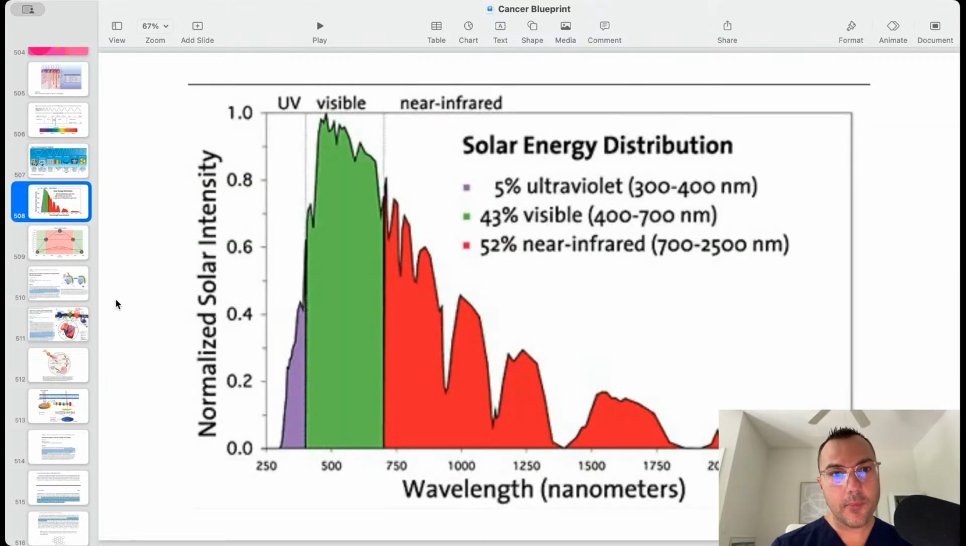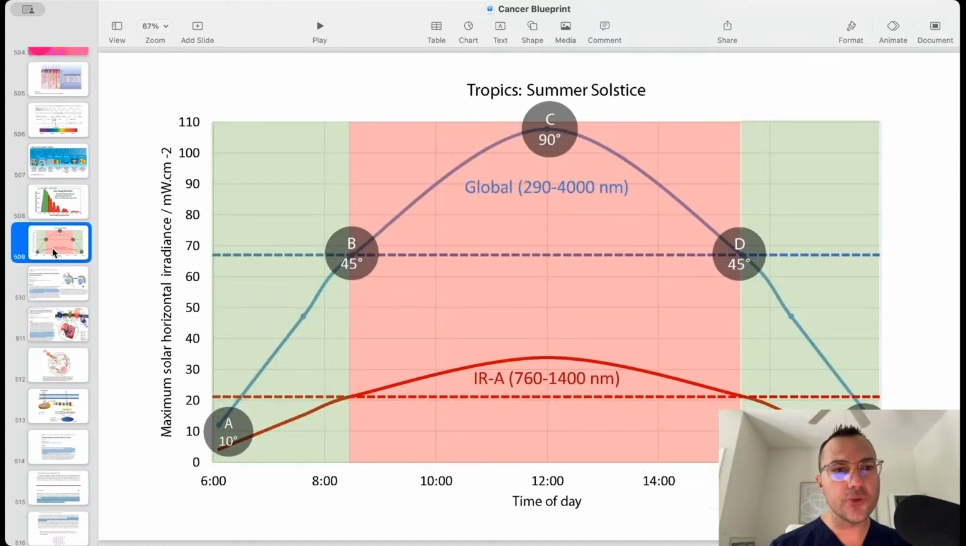But going back to the sun spectrum, the sun puts out somewhere like 260, 270, all the way to about 3,000 nanometers. And the vast majority of the solar spectrum, in fact 52%, is that near infrared. And that is what's available most of the day.